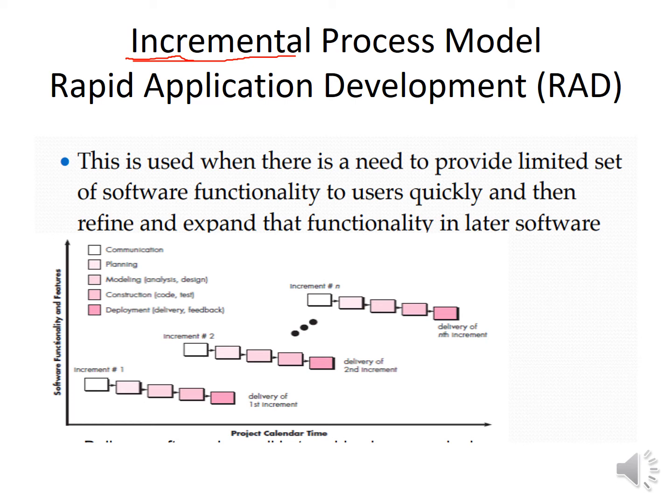The five stages are shown for increment 1. What is meant by increment 1? Suppose we take one example: there is one big project and you have to divide that big project into a number of small projects, that is increment 1. What does increment 1 mean? Delivery of the first increment. The entire project is divided into a number of small modules.